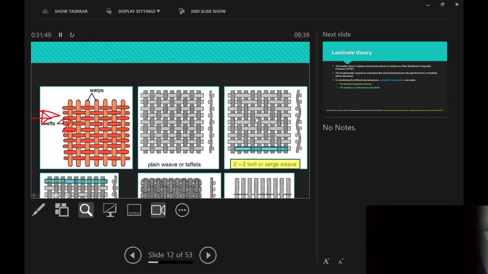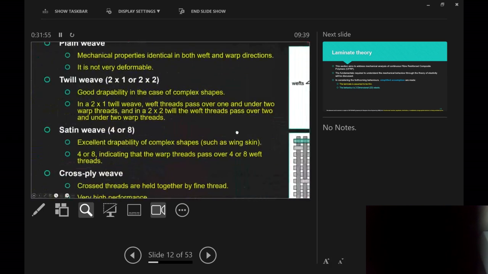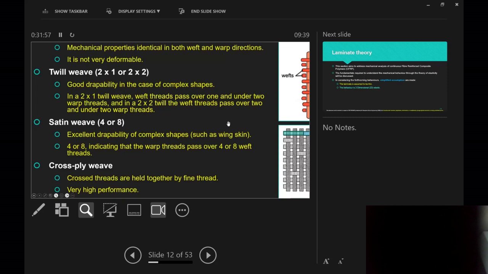Okay? There is also a possibility for another configuration. We call it twill weave. We use it quite a lot, actually. So twill weave and satin weave, we use that for wing construction. The advantage of twill weave is that its drapeability is good. Drapeability means, as I said, if you've got double curvature, you can form it a lot better. You can drape it, as they call it in technical terms.